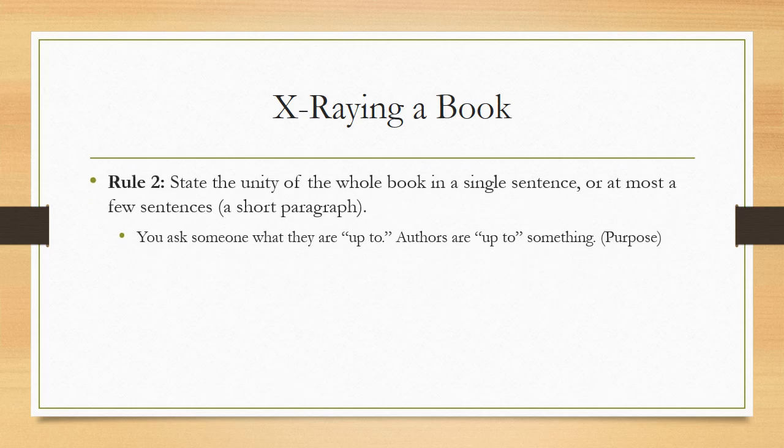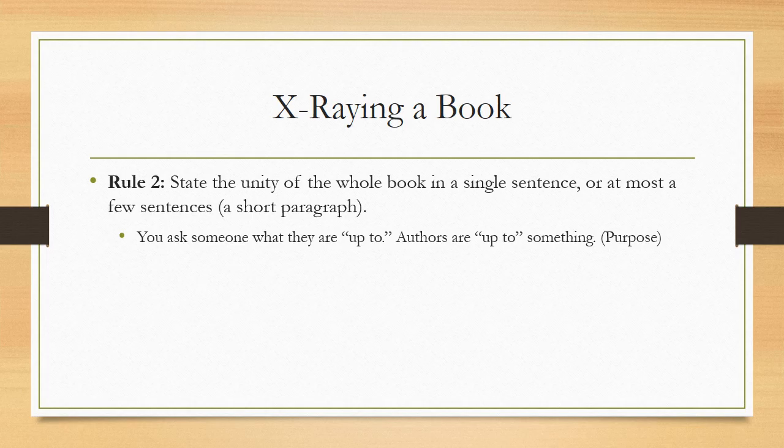So Rule 2 is state the unity of the whole book in a single sentence or at most a few sentences, a short paragraph. So this is taking a book apart and what it's about. And so you can do this as pre-reading, like I said, by looking at the title, the chapter titles, the table of contents, the index, etc., and probably get a pretty good sense of what it's about.